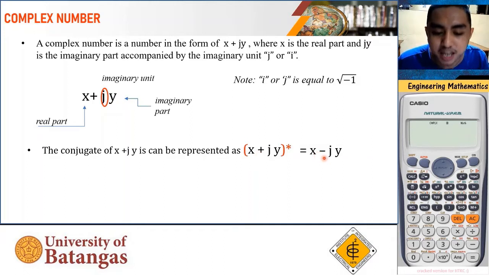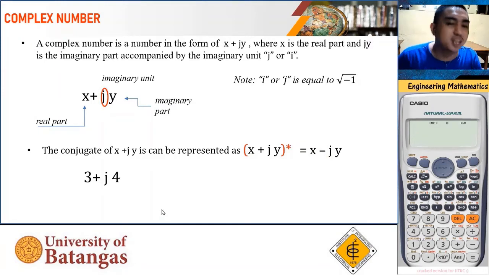Naging negative siya. So lagi niyong tatandaan na kapag conjugate yung ating pinag-uusapan, mababago lang yung ating sign dito sa gitna. So kung ito ay positive, ito ay magiging negative. Kung i-conjugate ko naman ito, tapos ito ay negative yung ating given, ang magiging sagot naman natin is positive. Okay, so let's have an example.